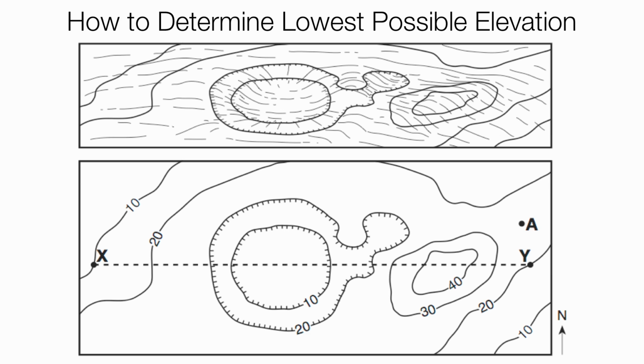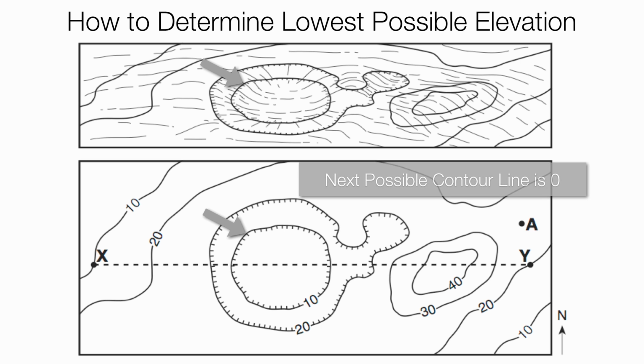So you want to try to find out the lowest possible point in this map. The first thing you have to do is figure out the lowest contour line that you have. In this case, it's your 10 line. Now that's not your lowest possible point. Your lowest possible point on here has got to be less than 10. So the next possible contour line you could have on this map is 0, but you don't have that.